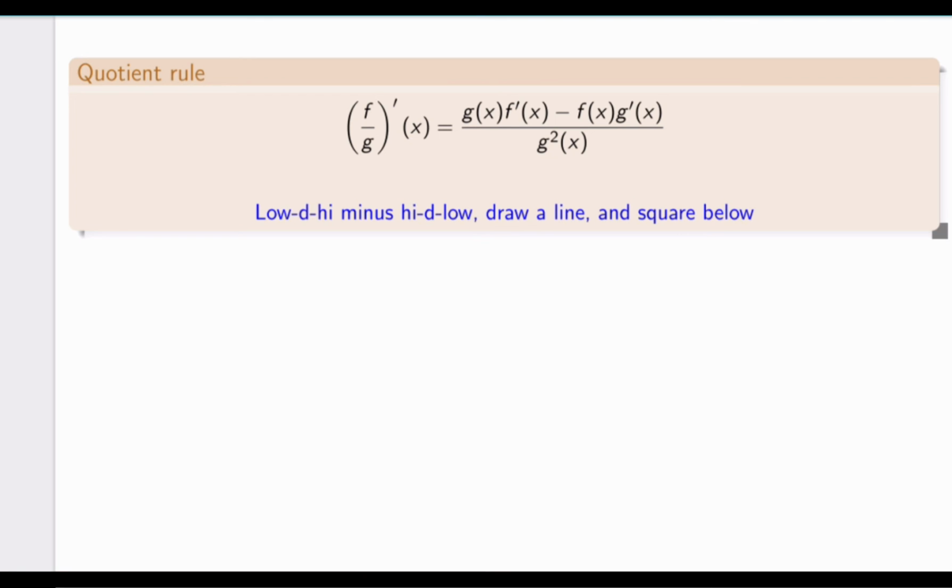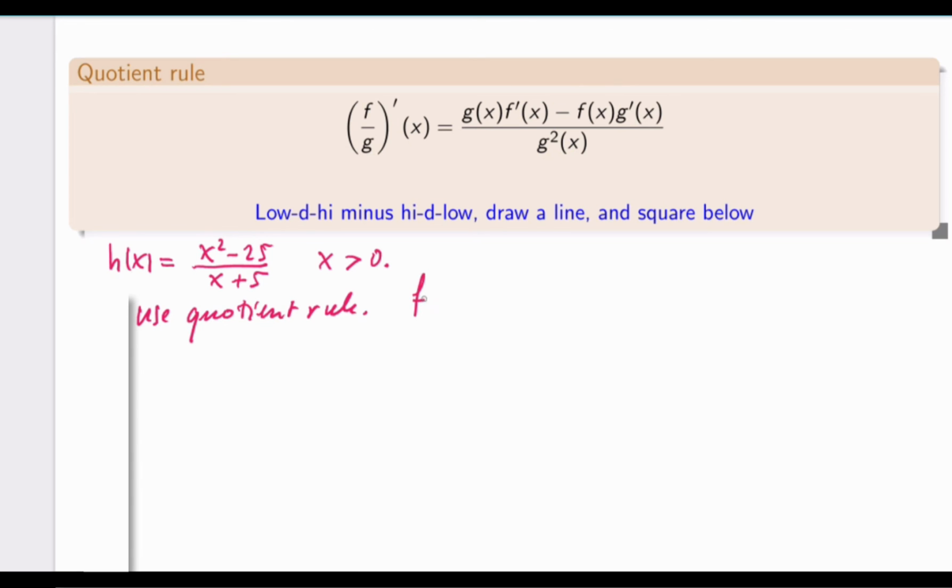Let me give you one example which is kind of interesting. Let's look at the function h of x is x squared minus 25 divided by x plus 5 for x positive, to use the quotient rule. So what is which? The high function is the f function, which is x squared minus 25, and the low function is the g function, which is x plus 5. We do need the derivatives, but we can use the power rule already.